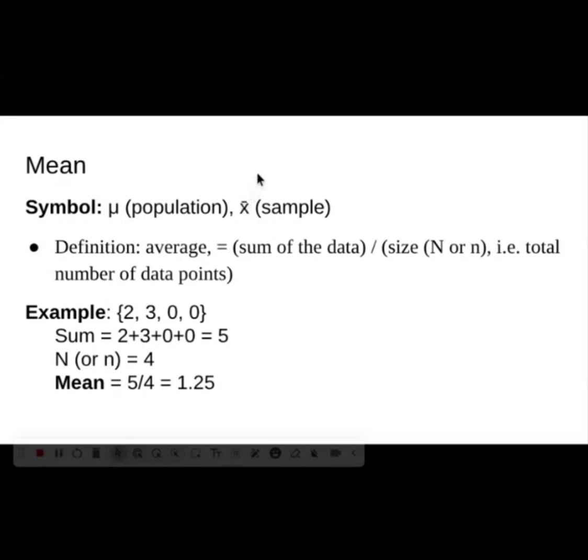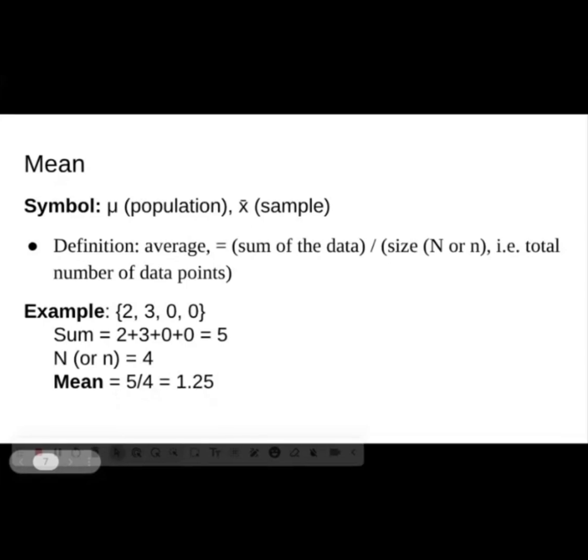How do you calculate the mean? It's the sum of the data divided by the size, or the total number of data points. For example, take the dataset 2, 3, 0, 0. This dataset could be about anything. Let's say it's about how many apples each person out of a group of 4 people got. What is the average? The sum is 2 plus 3 plus 0 plus 0 equals 5. The size of the dataset, uppercase or lowercase n, is 4. Right? There are 4 values. So the mean is 5/4 equals 1 1/4, 1.25.